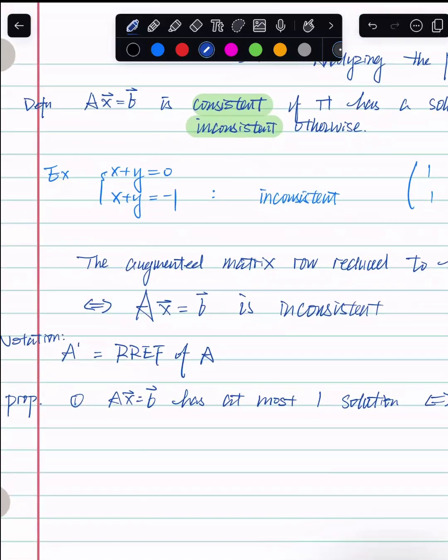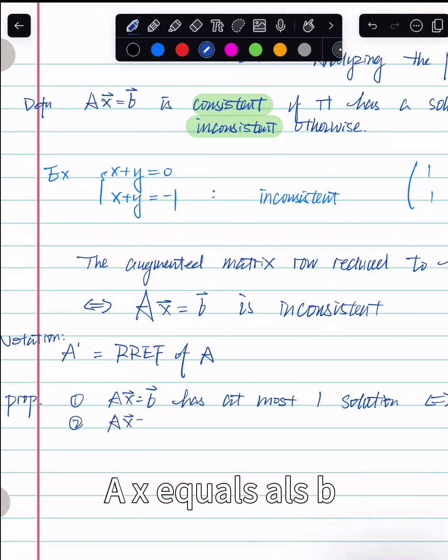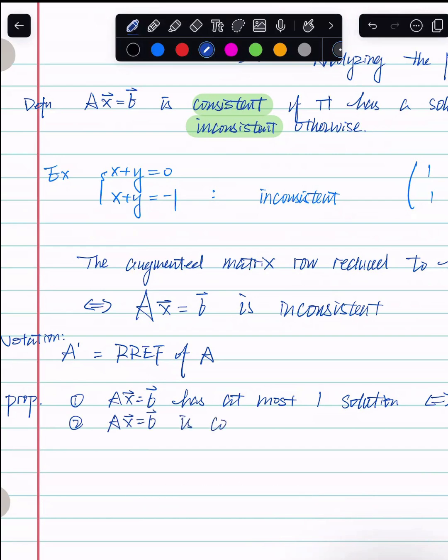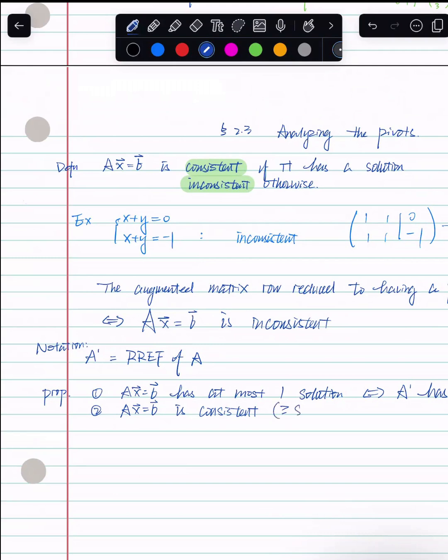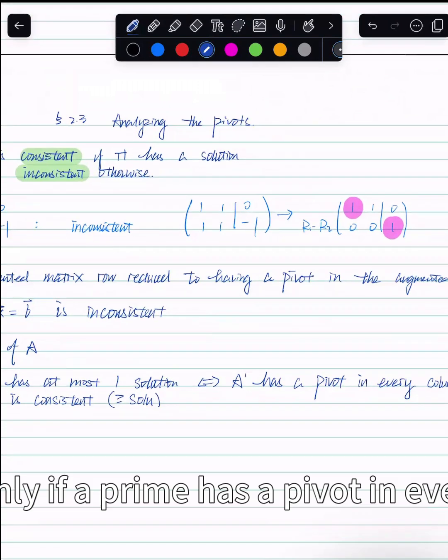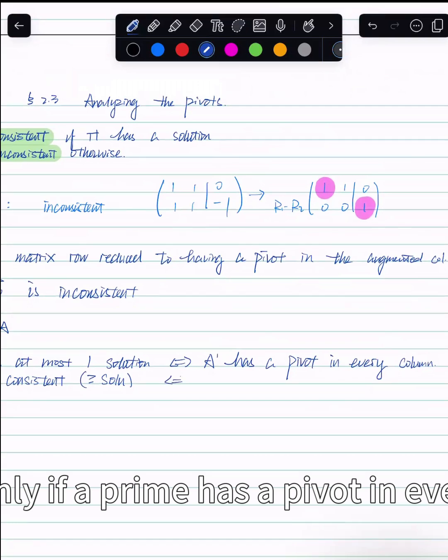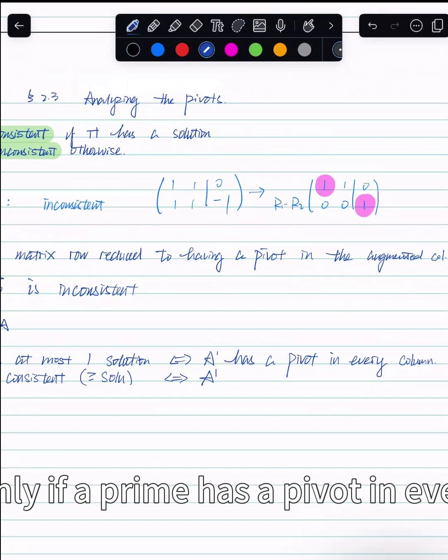So second, AX equals B is consistent, meaning that there is greater than or equal to one solution, if and only if A prime has a pivot in every row.